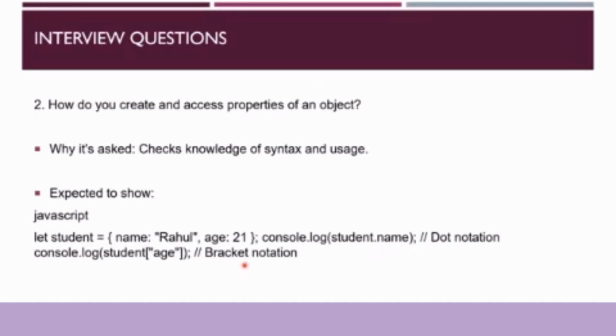And in bracket notation, we use square brackets. Here we use it for age. So both ways work, but dot notation is easier and more common. Bracket notation is used when the property name is dynamic or has special characters. So this question checks if you know how to create objects and access their data correctly.